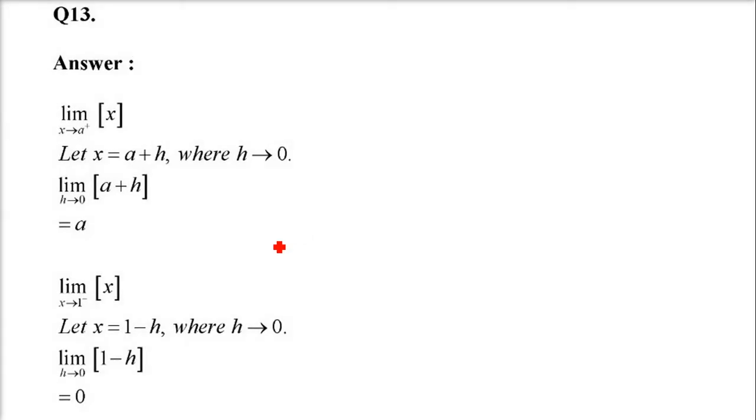Now we have question number 13. Prove that limit x tends to a plus of the greatest integer function x equals the same on the right hand side, that is, limit x tends to a of square bracket x equals square bracket a for all a belongs to R. I just missed this limit x tends to a plus of square bracket x, so you can just add it. And we have to prove that limit x tends to 1 minus of this square bracket equals 0.